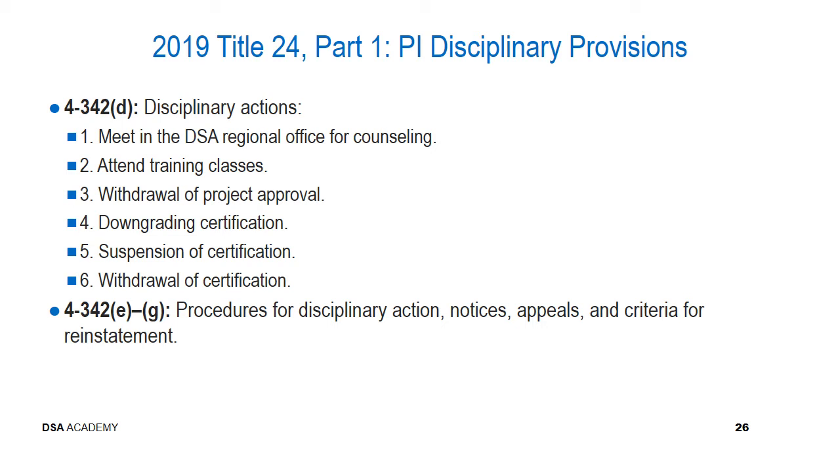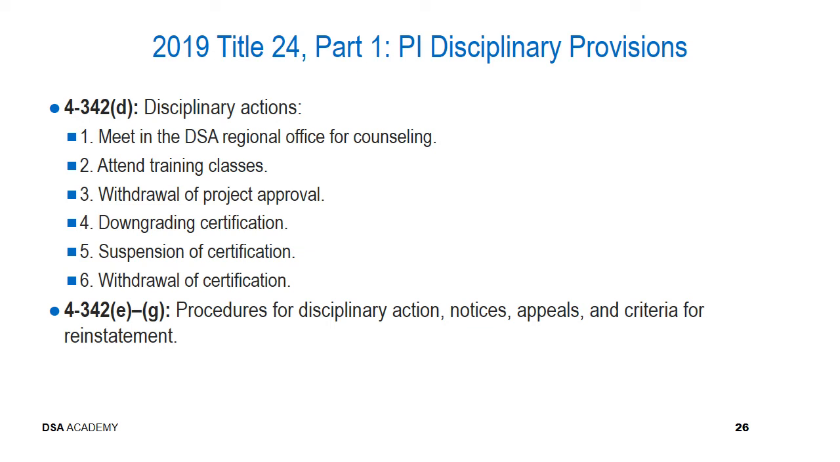So with the first one, meet in the DSA regional office for counseling. Number 2, attend training classes. Number 3, withdrawal of project approval. Number 4, downgrading of certification. Number 5, suspension of certification. And number 6, withdrawal of certification. The last one being the most severe.